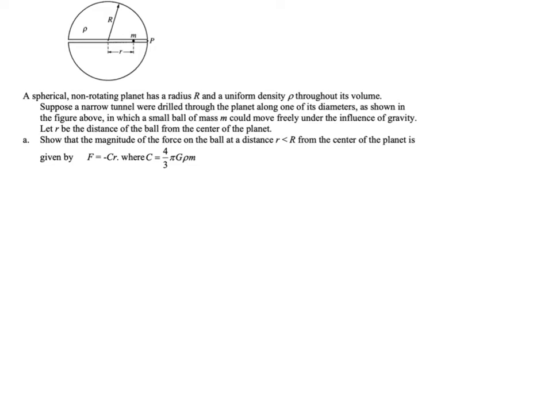Part A. Show that the magnitude of the force on the ball at a distance r less than big R from the center of the planet is given by F equals minus Cr, where C is a constant equal to 4/3 pi G rho m.